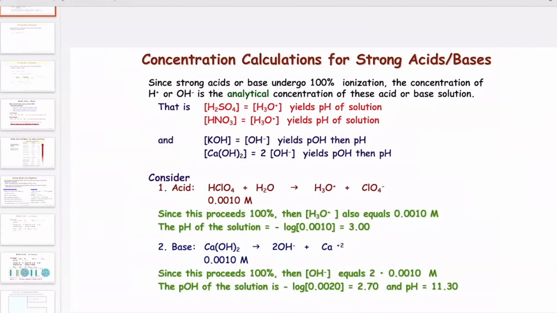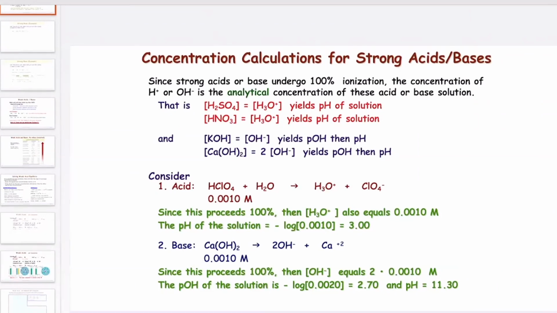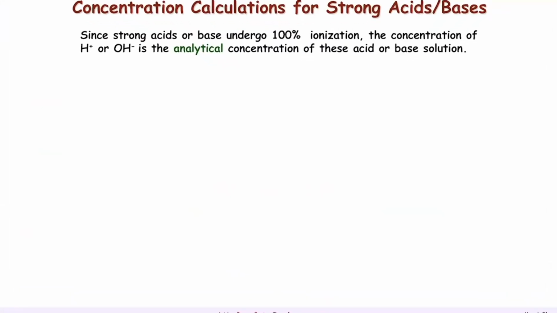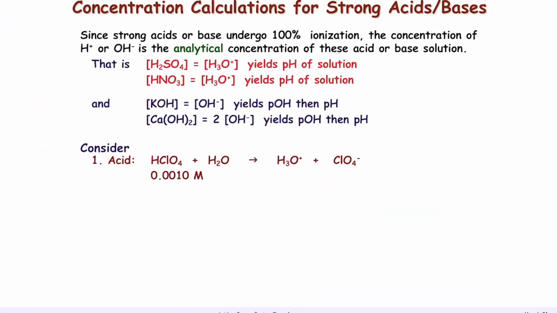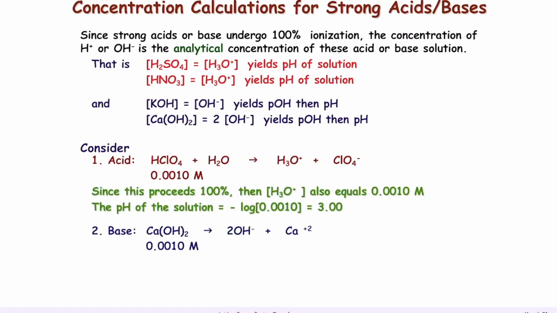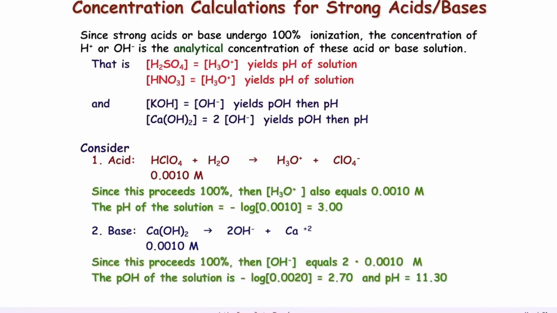Anyway, if you take a look at this right here, what you will see is that the concentration of the hydroxide is going to be 0.0020. And if you take the negative log of that, that's 2.70. And if you subtract that from 14, your pH is 11.3.